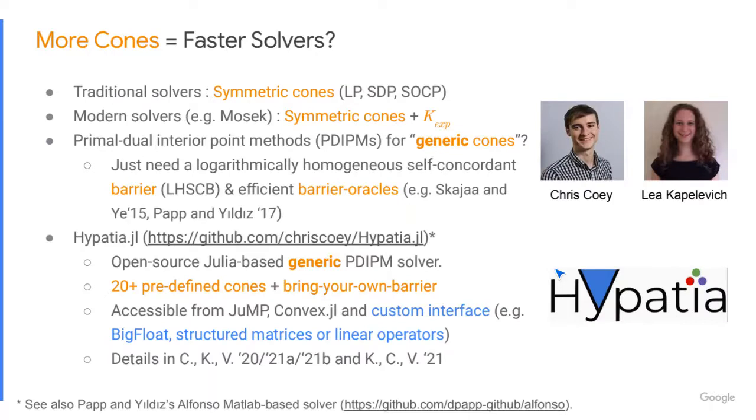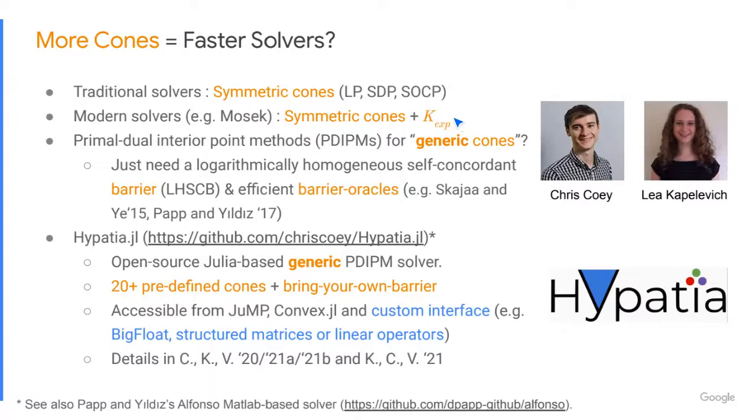Now, another question is, okay, having more cones helps you with modeling. Would having more cones help you with solvers? Most traditional solvers are restricted to symmetric cones, which are basically the linear programming cone, the non-negative orthant, which is used for linear programming, the semi-definite cone, and the second order cone. And modern solvers like MOSEK add an extra cone, the exponential cone that I showed, which allows you to also model things like logarithms, exponential functions, and things like entropy.